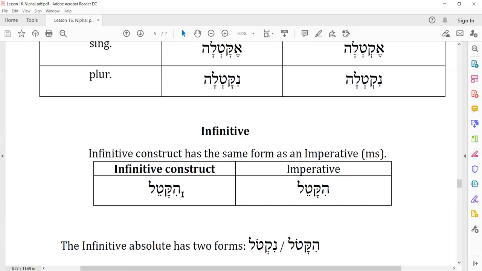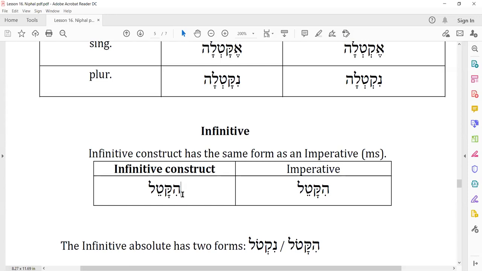And we have to pay attention. It is the same as in the Kal stem. Infinitive construct has the same form as imperative. A second masculine singular. Or imperative, usually we don't put second because it doesn't have any other form except second. So imperative masculine singular.